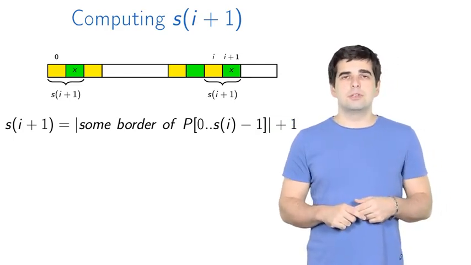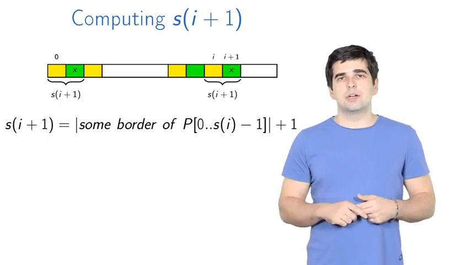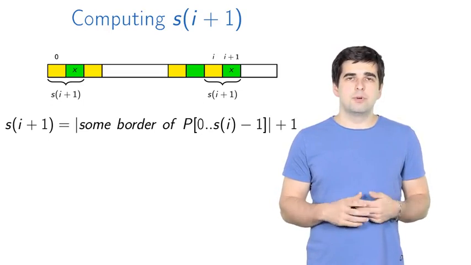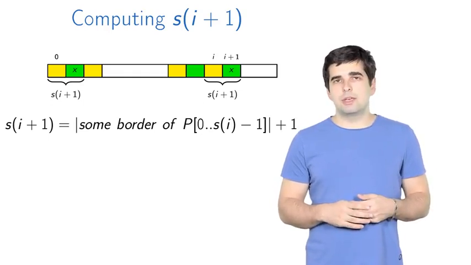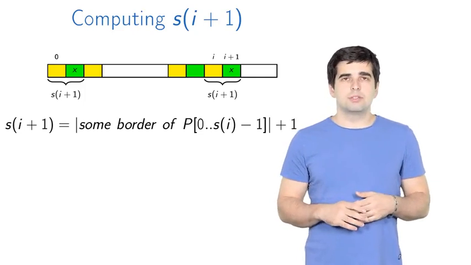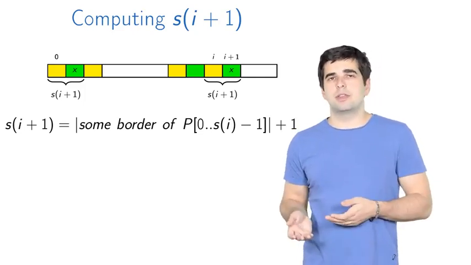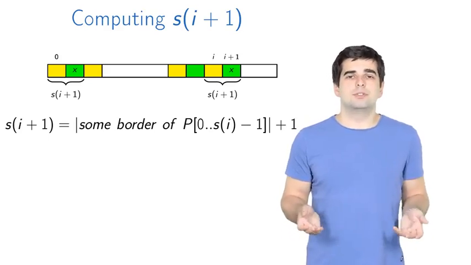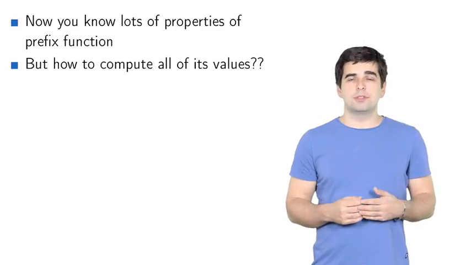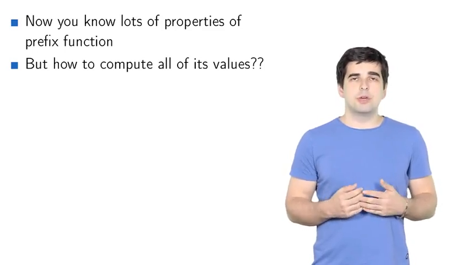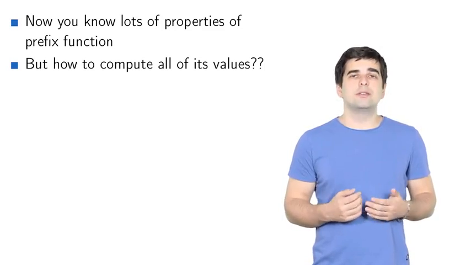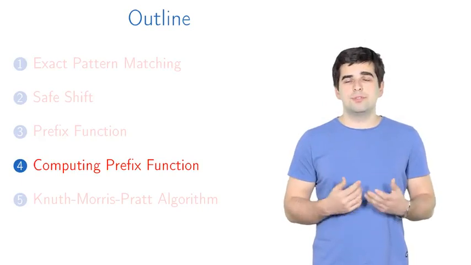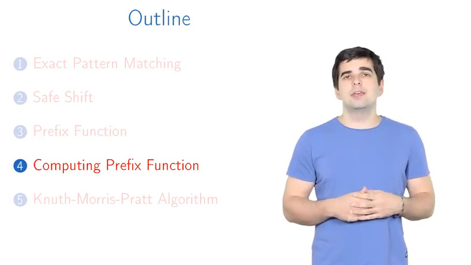Now we will prove a useful property of the prefix function, that the prefix ending in position I has a border of length s of I plus 1 minus 1. To see that, let's first consider the longest border W of the next prefix ending in position I plus 1. W has length exactly s of I plus 1 by definition of the prefix function. Let's consider the last character of W and cut it out. What's left, denoted by W prime, is a border of the prefix ending in position I, and its length is exactly s of I plus 1 minus 1. So we've just proved the property.